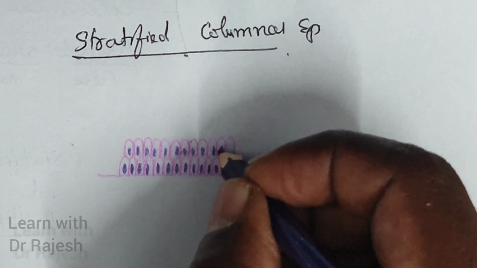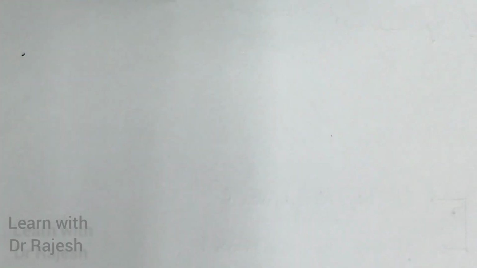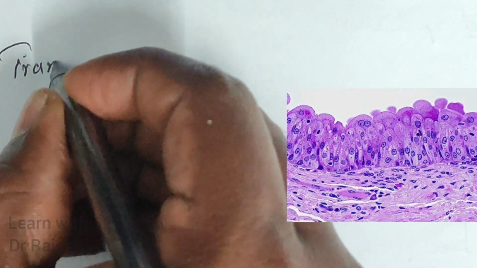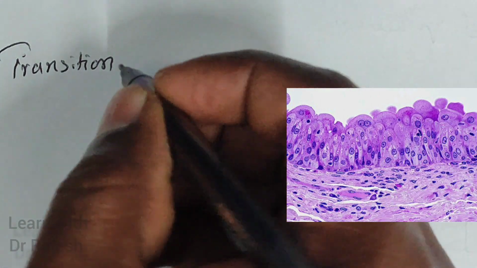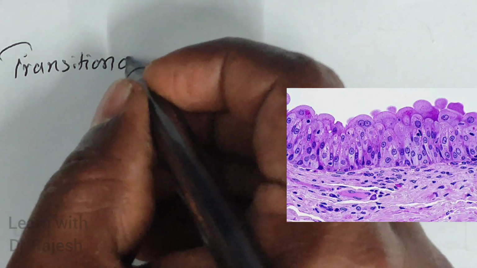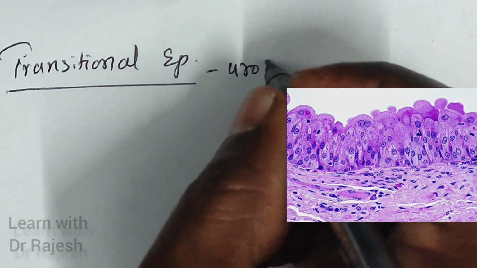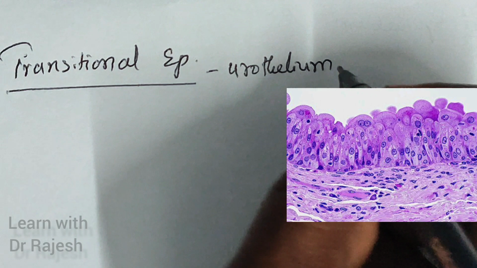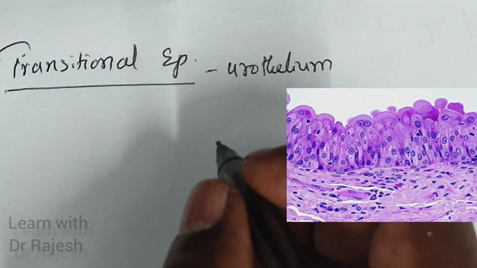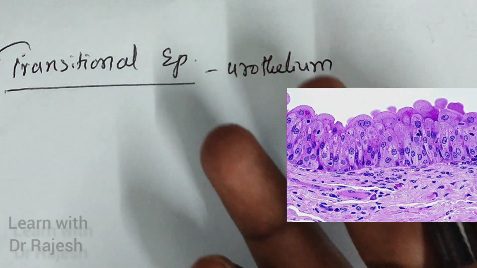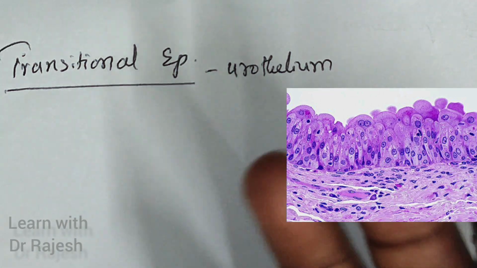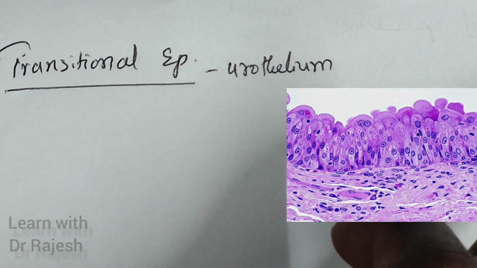The next type of epithelium is transitional epithelium. What is this transitional epithelium? This is otherwise called urothelium. So this is a special type of epithelium. Its main purpose is protection in the urinary tract, especially in what? The ureter and also in the urinary bladder.